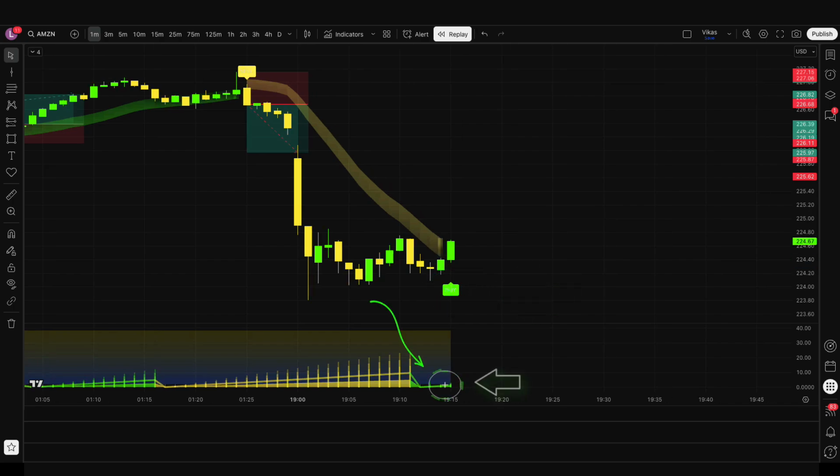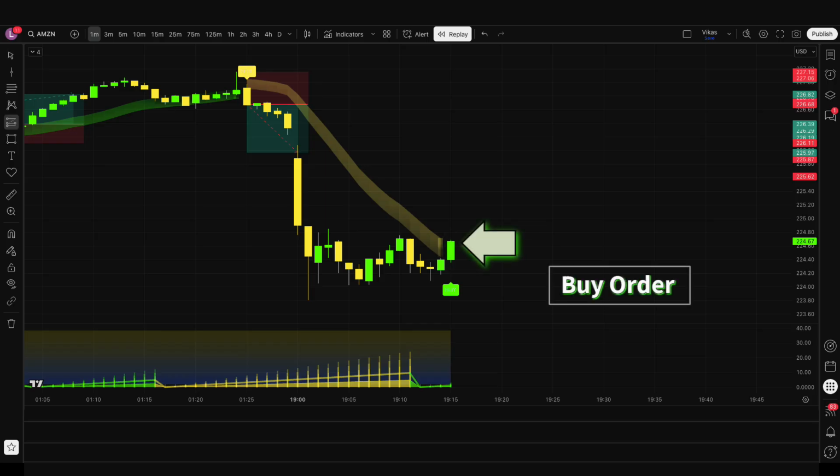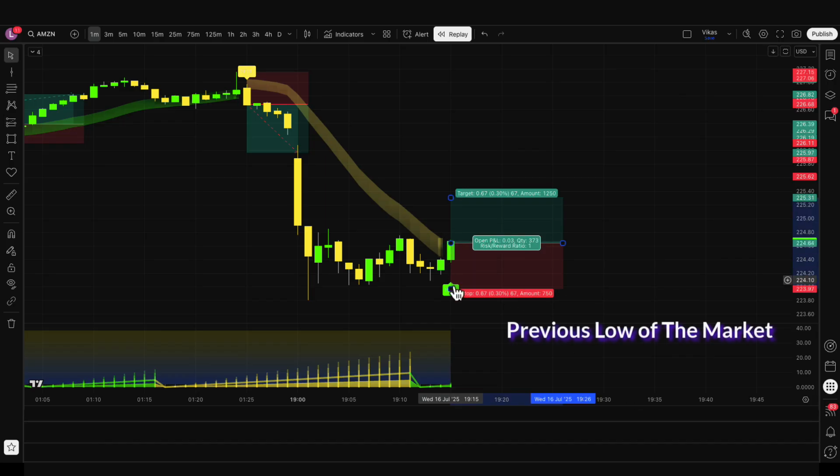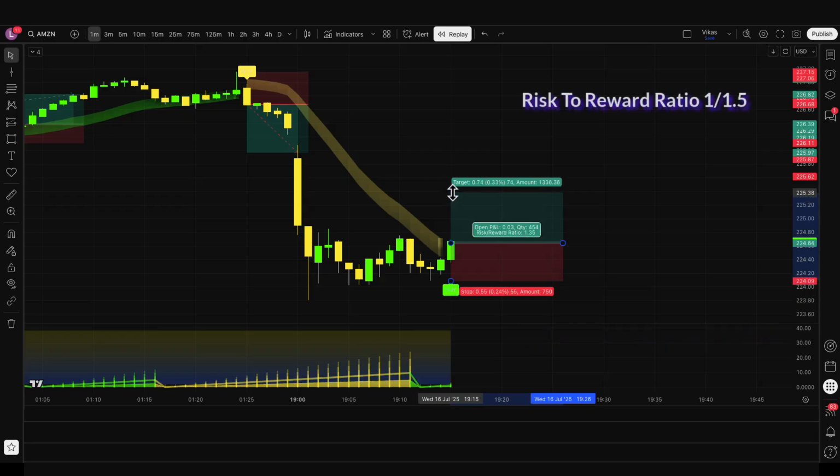Here the trend reversal probability indicator is green color. Here market has made a bullish candle to give confirmation. So all our conditions are being fulfilled, so we are placing an order to buy. Our stop loss is to be placed at the previous low of the market. And the risk to reward ratio will be 1:1.5.